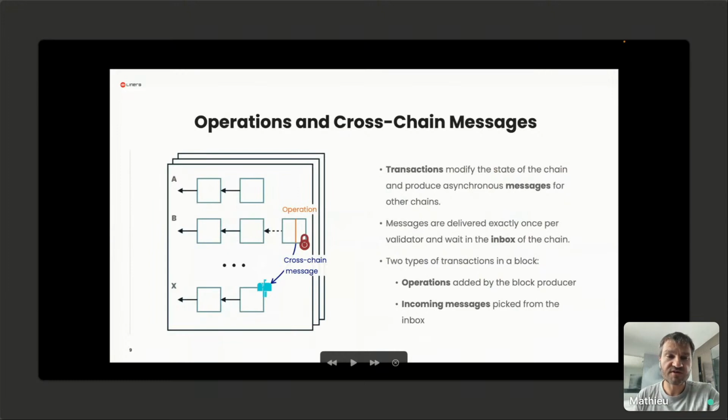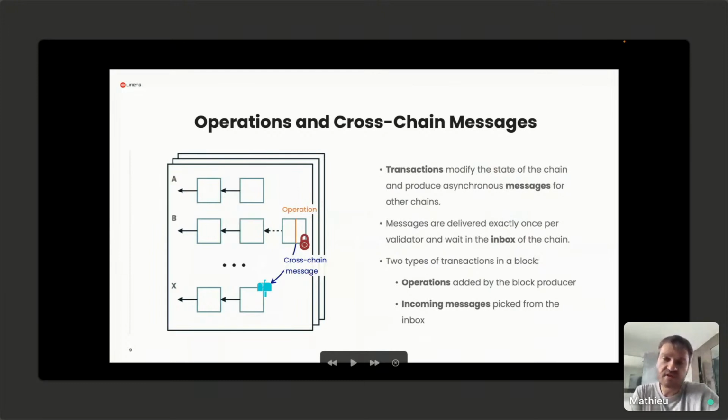The way it works in Linera is that when a block is executed, the block can modify the state of the chain, of course, as usual, but it will also be able to schedule an asynchronous message to be sent to another chain. That message is going to travel to every validator in parallel and be stored in the inbox of the receiver chain, and wait there for the next block of the receiver chain to pick the message.